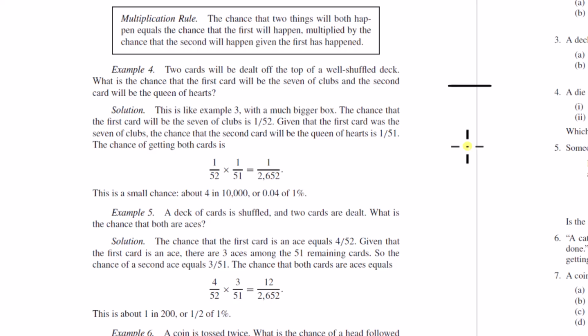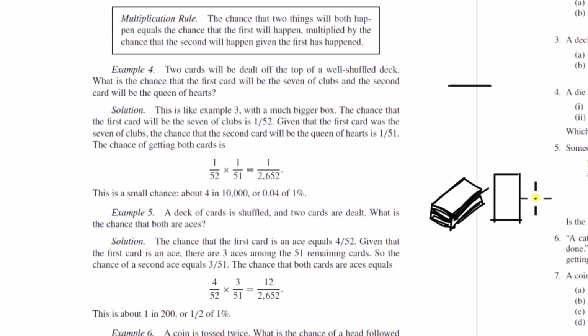There's no probability rule. So, okay, let's first think about what's the total number of possible outcomes here. 2 cards are dealt off the top of a well-shuffled deck. What is the chance that the first card will be the 7 of clubs and the second card will be the Queen of hearts? So we've got this deck of cards here.